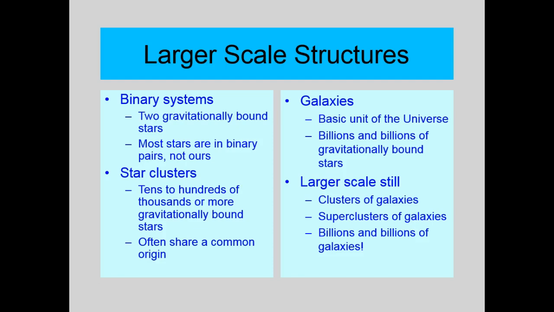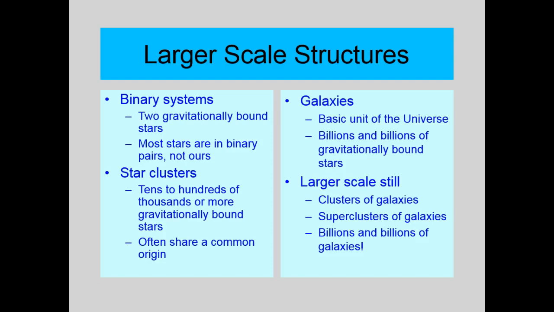You also have clusters. They could be tens to hundreds of thousands or more gravitationally bound stars. And they say often those share some common origin. Now, I don't know if the gravitational bonding of these star clusters is from just each other, or if it's from a small black hole. It seems like to me it could be either.